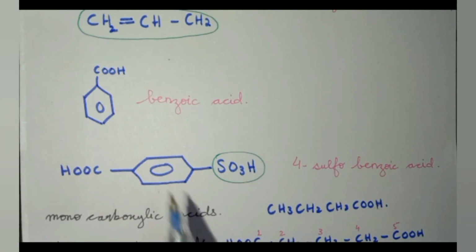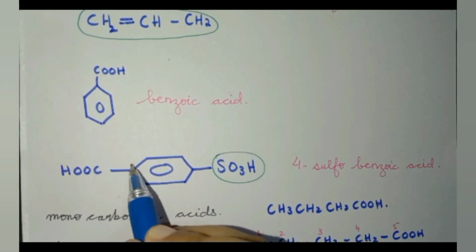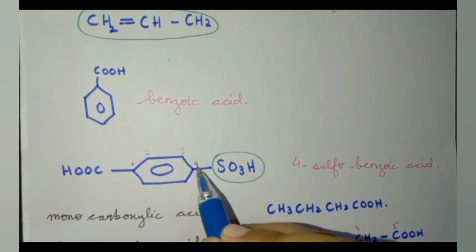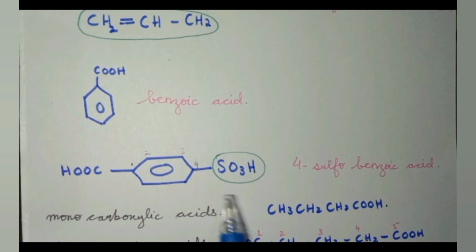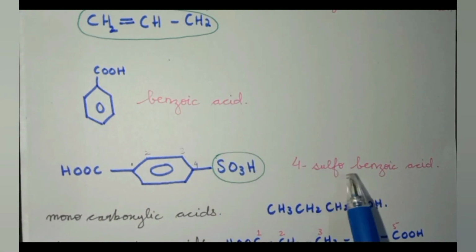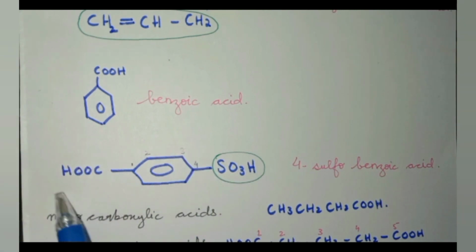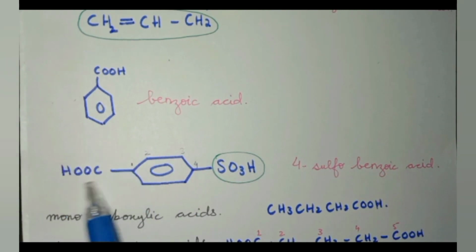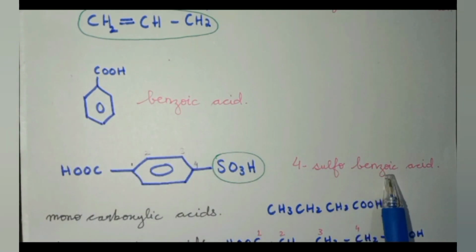Now here it is carbon number 1. Starting from here, it will be carbon number 1, carbon number 2, carbon number 3, and this will be carbon number 4. Here we see that the sulfur group is present over carbon number 4. We'll name it as 4-sulfur. And the rest, this whole thing, is the benzoic acid, as you can see up there. So we'll name it as 4-sulfur benzoic acid.